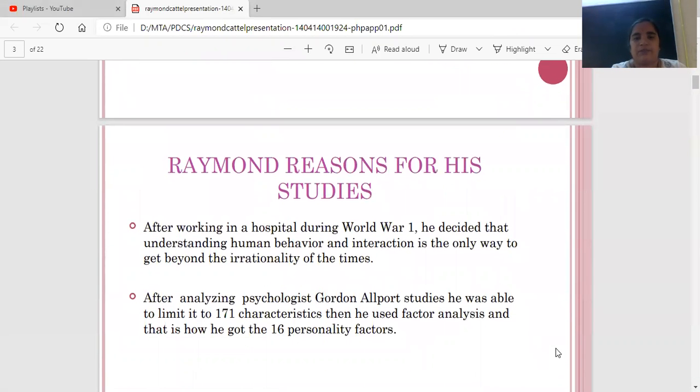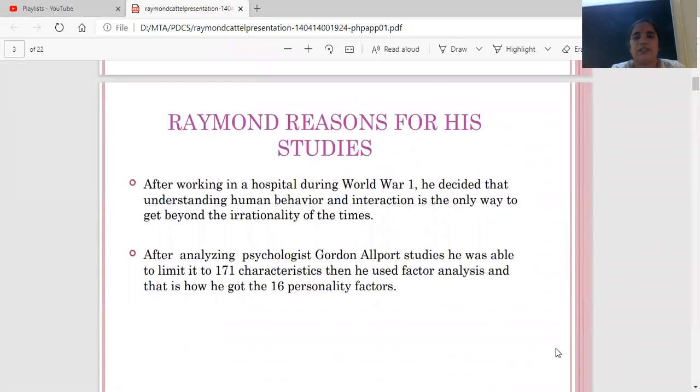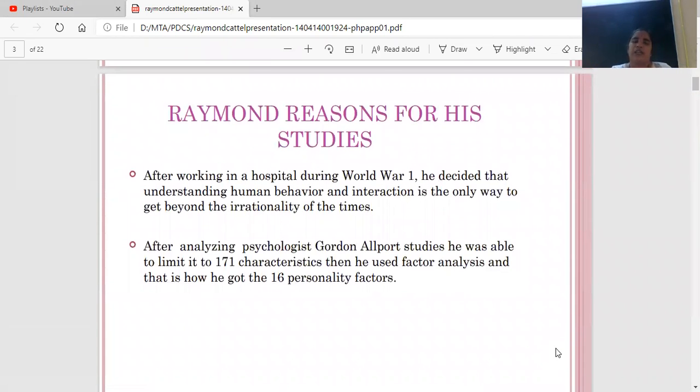Now, why he developed this theory was because during World War I, he was working in a hospital and he decided that he would try to understand human behavior and interaction. What are the behavioral traits that human behavior has? So he jotted down around 171 characteristics in different human beings in the hospital where he was working, and then out of these 171 characteristics, they were reduced down to 16 major personality factors.